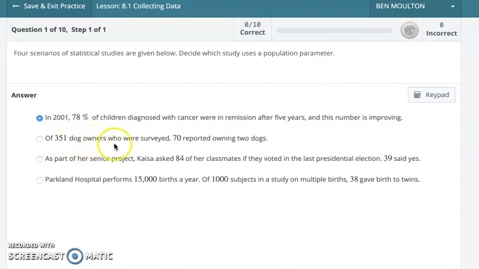Yeah, of 300 dog owners who were surveyed, 70 reported owning dogs. That is totally a sample statistic there.